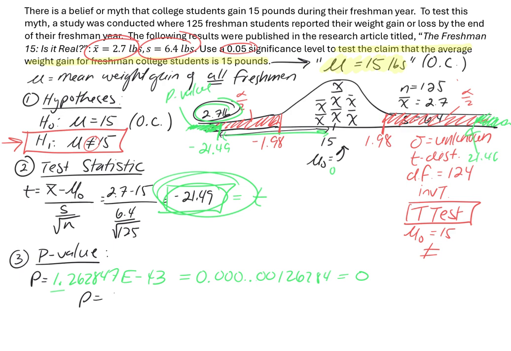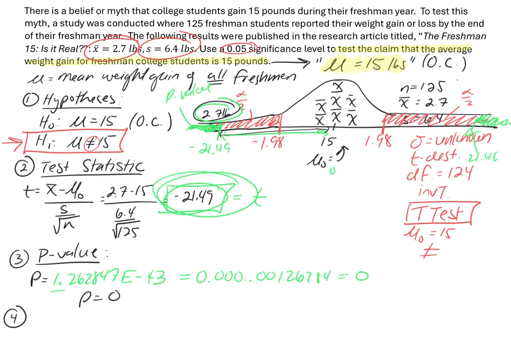So we have a p-value of 0. So the chances of getting a test statistic of negative 21.49 or an x-bar value of 2.7 pounds or something more extreme than that is basically 0%. Okay, if you take a look at my drawing of that bell-shaped curve here, I hope you can see visually that the p-value, the area shaded in green, is smaller or less than our significance level, which is the area shaded in red. So that helps us make a decision in step 4.